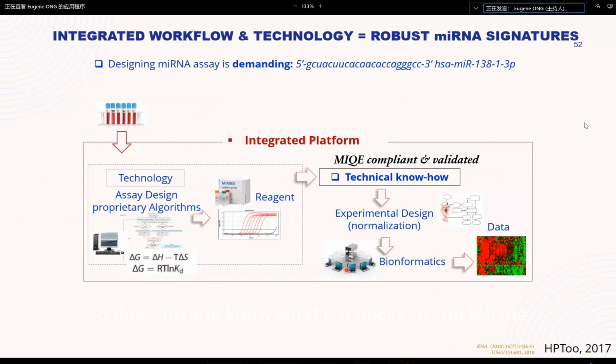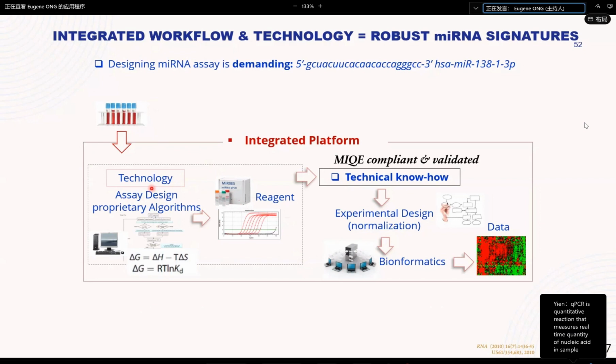So does anyone know what a qPCR is? Can you tell me in the chat box? It's quantitative PCR, to quantify and detect the gene being expressed in the reaction. Okay, yes. So it is a quantitative PCR where you can measure the number of copies of the RNA in DNA form, because it will be reverse transcribed and then amplified. So it is kind of simple in the sense that once you are able to get the identified microRNA confirmed or validated to be true to identify that particular kind of cancer.